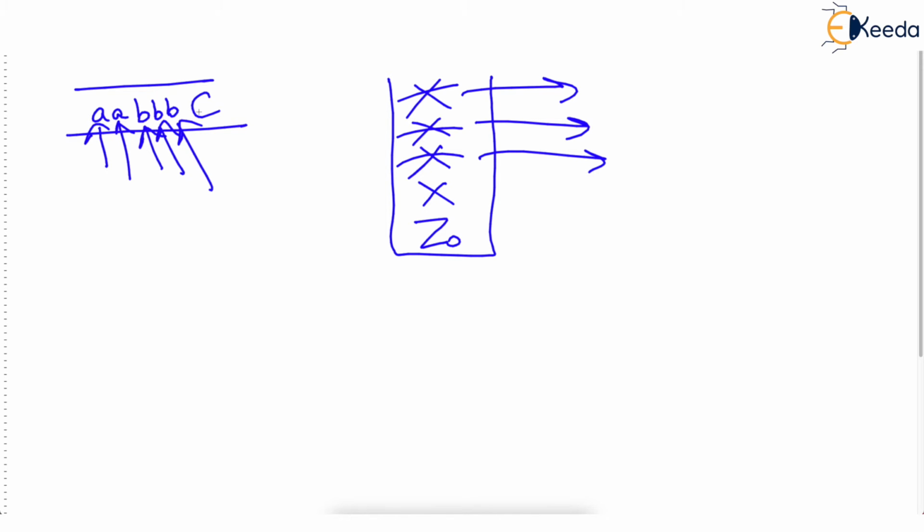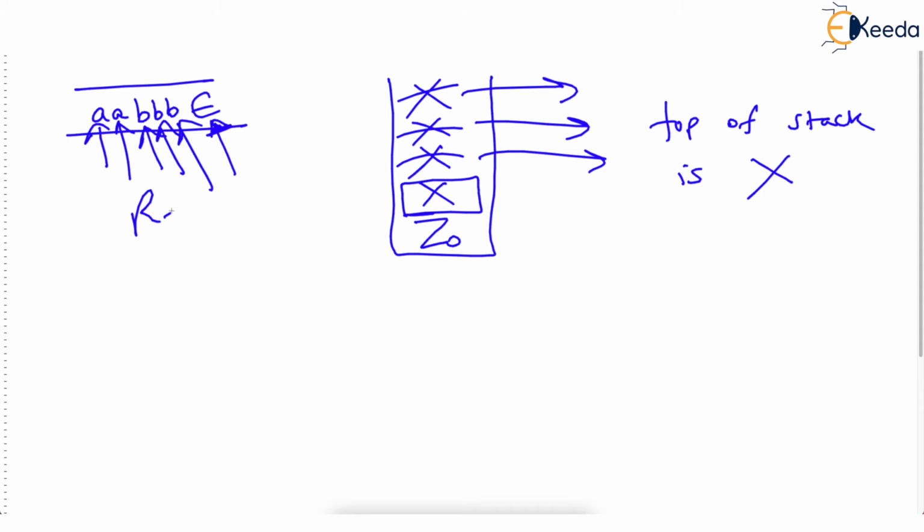Now, as we reach epsilon over here, what's compulsory on reaching an epsilon is that only Z0 should be there on the top. But the top of the stack at this moment is x. Just check, x is on the top. That means the number of b's is not double the number of a's. So this string will be rejected.